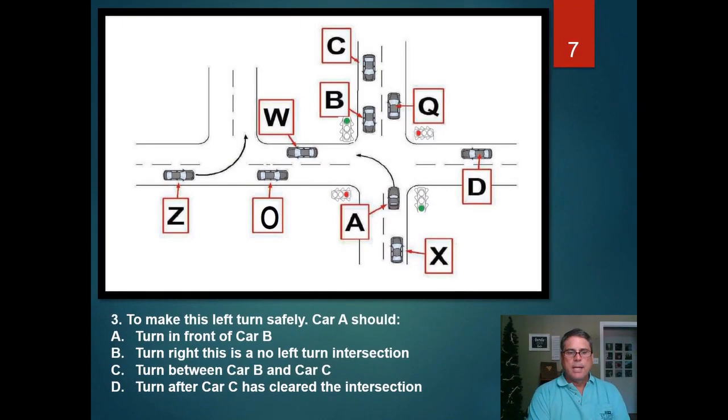Same picture again. To make a left turn safely, car A should do what? Should car A turn in front of B? No. Turn right? This is a no left turn intersection? No, you can go left here. Turn between car C and B? No. Obviously the final answer is D. Turn after C has cleared the intersection. You lose here if you do get in a collision because you're making an unprotected turn.